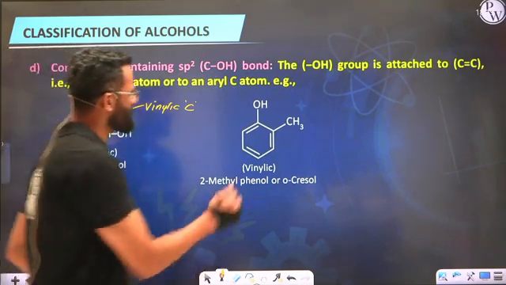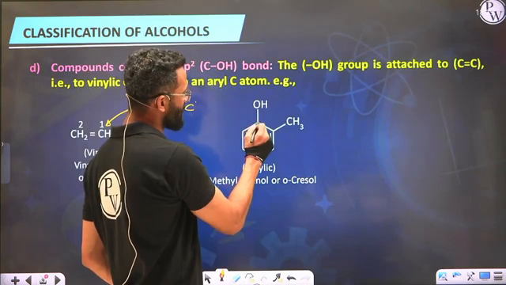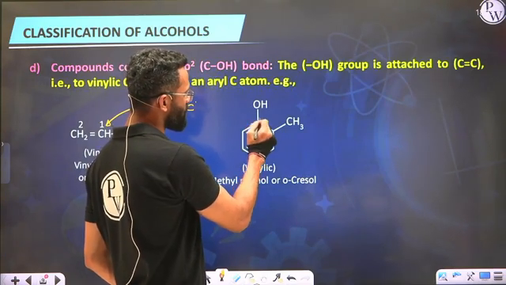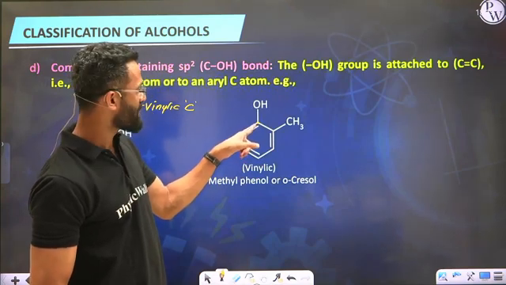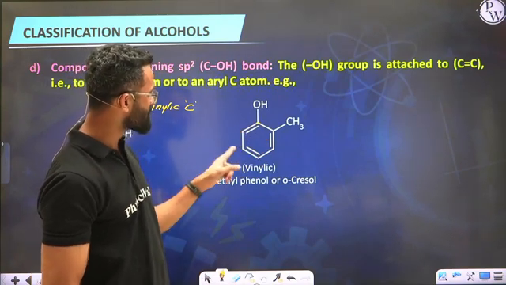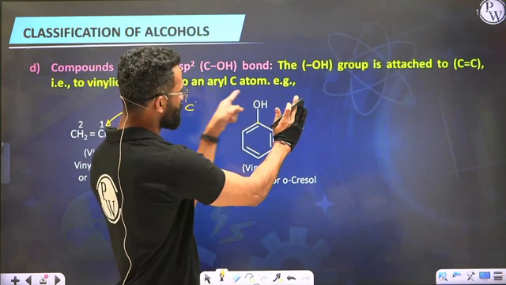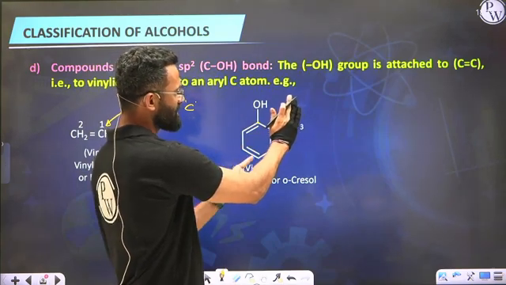When such a functional group OH is connected again to an sp2 hybridized carbon of benzene, this is also a vinylic carbon, right? But it is a part of a benzene, so this will be considered as phenol. This is considered as phenol.